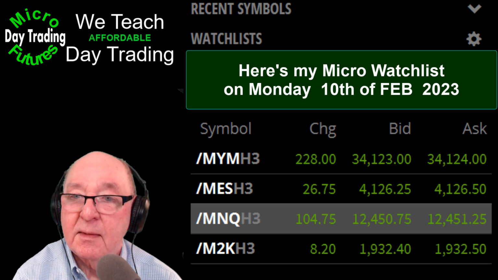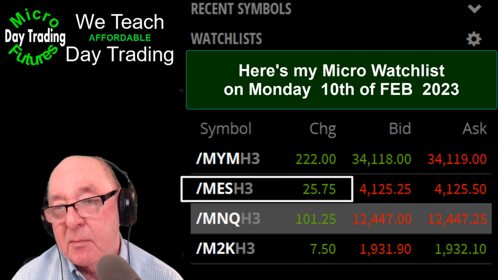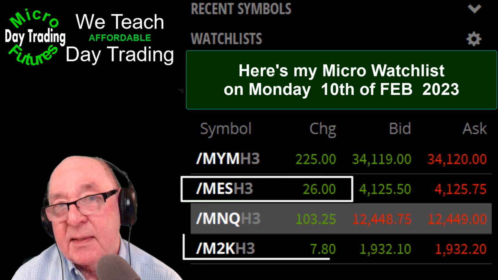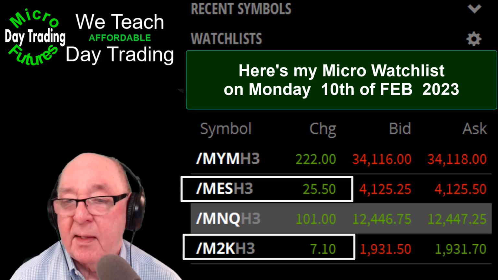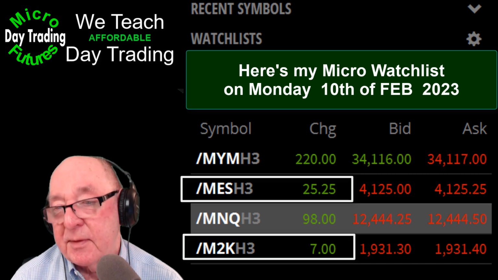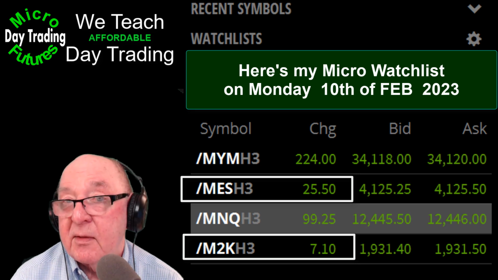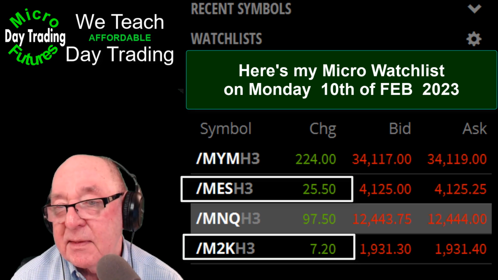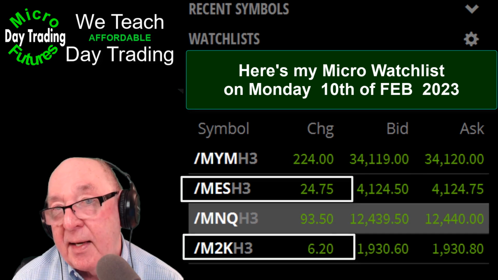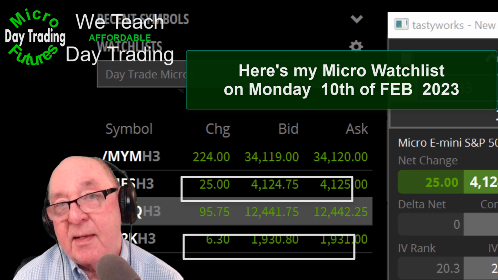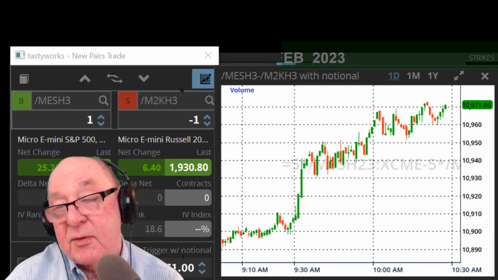This is a different day now, February 10th, 2023. It's in the morning. It's a Monday morning. And look at the MES and the M2K there. The MES is up 25 points. The M2K is only up about a third as much at 7.70 points. Now, I'm going to go to the chart and take a look at this ratio and see if I could find a possible trade. And while I'm there, I'm going to be checking out how volatile such a trade like this might be. Watch.